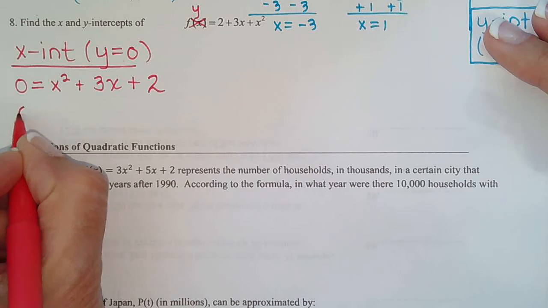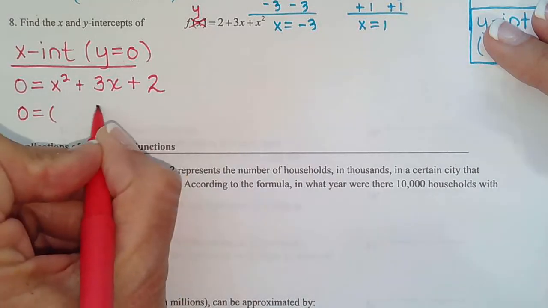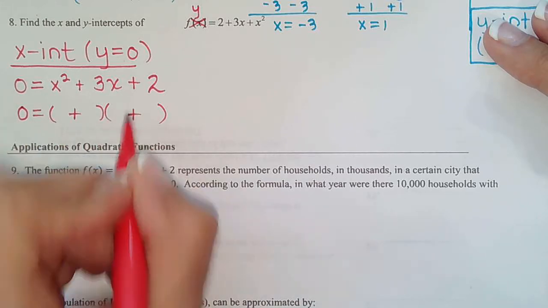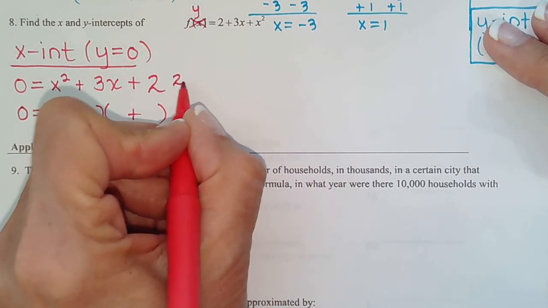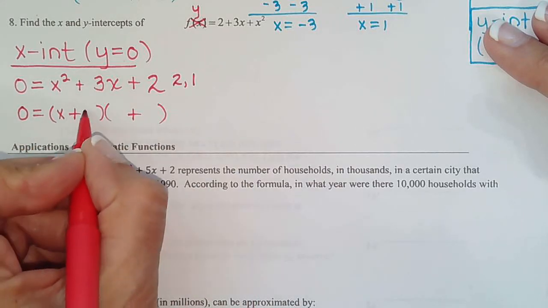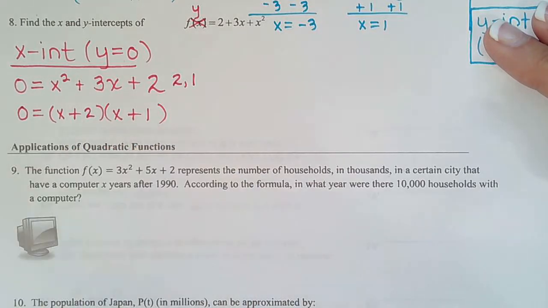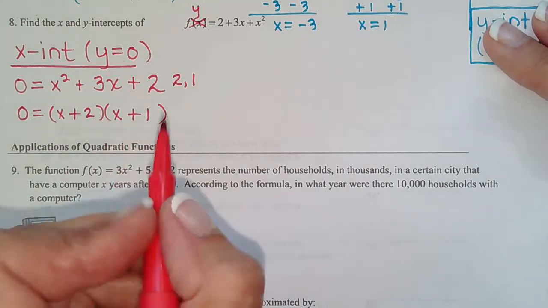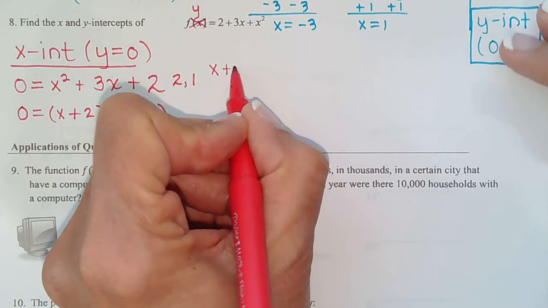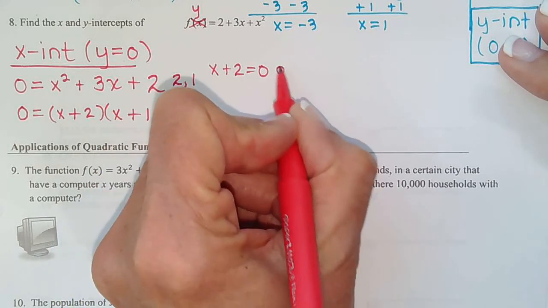Leading coefficient's 1, so I don't have to do any AC method. I can just go right to my parentheses. All signs are plus. So we have factors of 2 that add to 3, which would be 2 and 1. So (x + 2)(x + 1). Yay! Then if a times b equals 0, either a is 0 or b is 0.